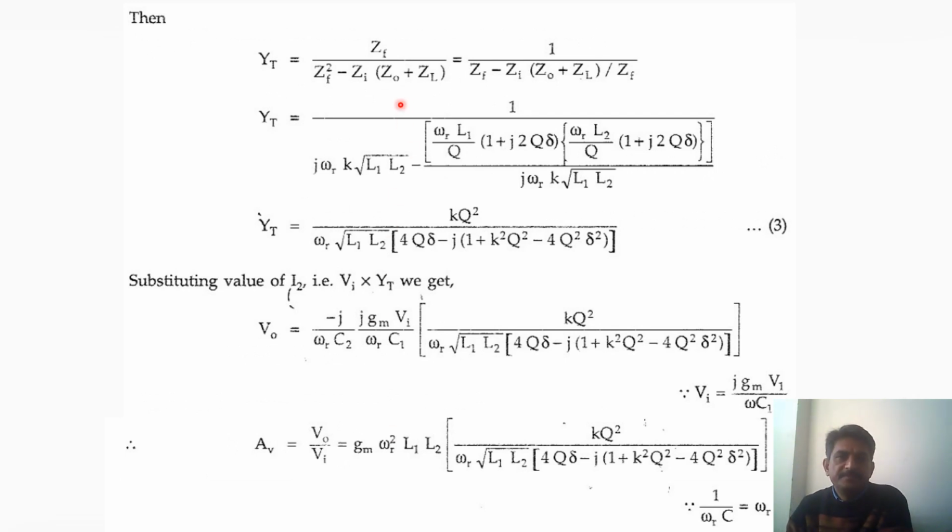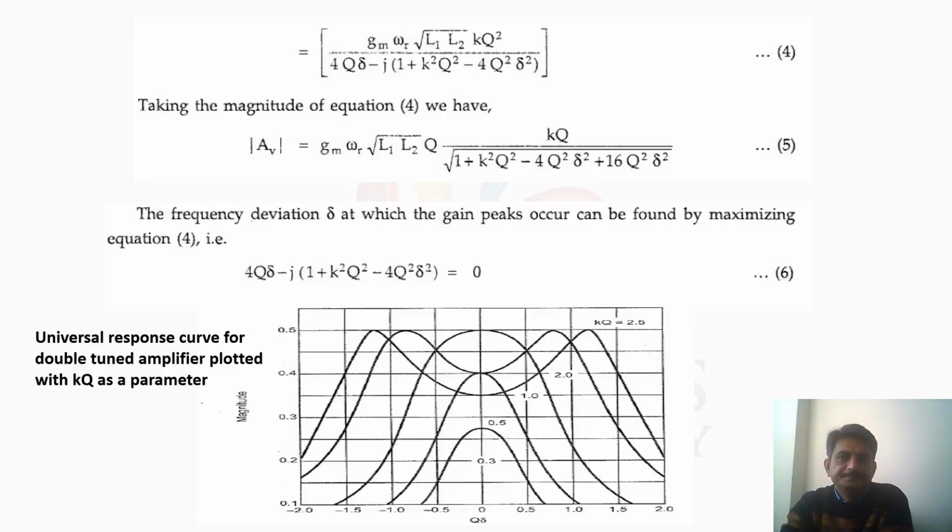Then Yt can be simplified. Substituting the value of I2 upon Vi into Yt, we get the gain AV, V0 upon Vi, in this form. So taking the magnitude in equation 4, we will get this particular equation. The frequency deviation at which the gain peaks occur can be found by maximizing the equation, so substituting the derivative equal to 0.